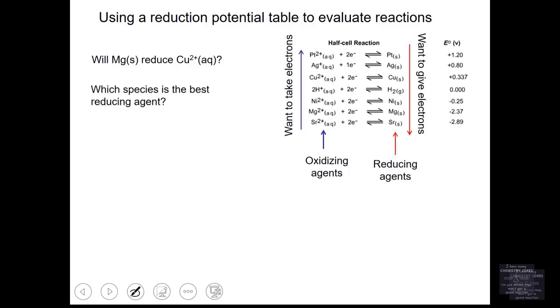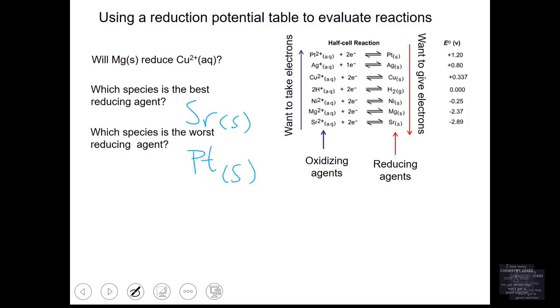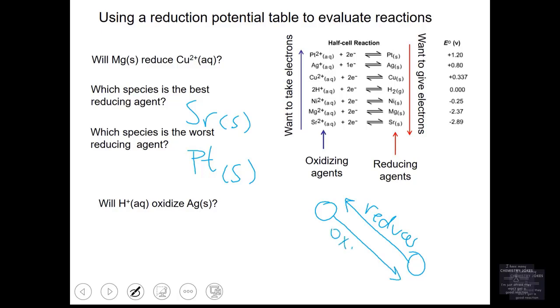So you can very easily answer questions like, which species is the best reducing agent? That would be strontium. Which species is the worst reducing agent? That would be platinum. And really, because we want to make sure you aren't thinking of these as ions, I'm going to tell you it's platinum solid and strontium solid. Will H+ oxidize silver solid? We've talked about the diagonal rule. If the metal is below the ion, that's a reduces. The way it works for the other way around is if the ion is above the metal, that's oxidizes.